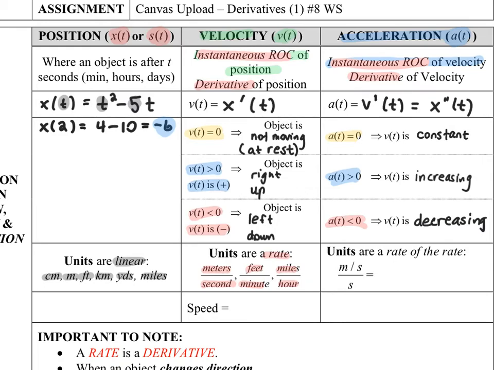And acceleration is the rate of the rate. So that tells you how fast velocity is changing. So it would be something like meters per second for each second. And I'm going to play with this meters per second algebraically here for a quick second.